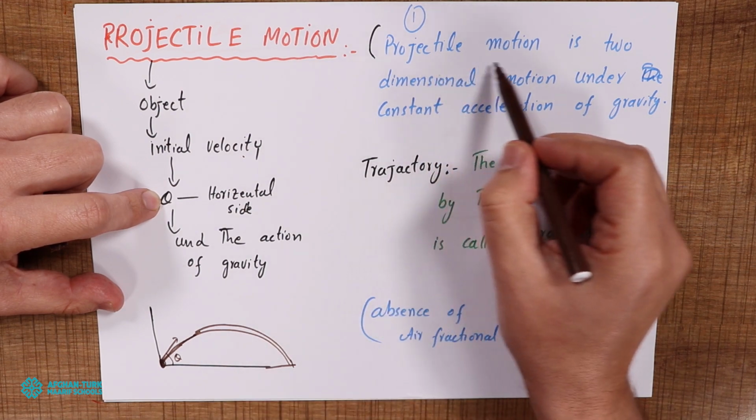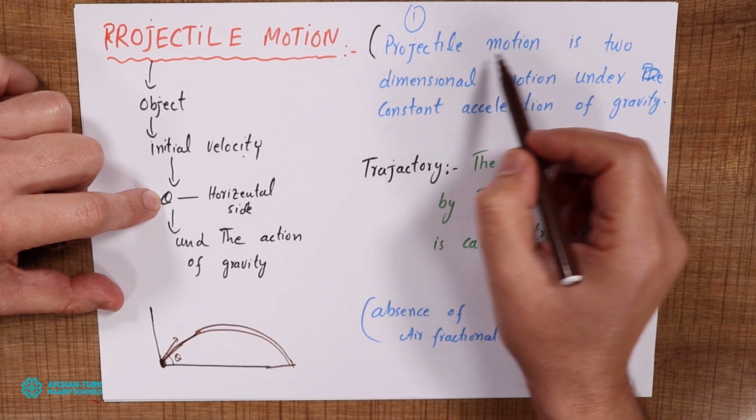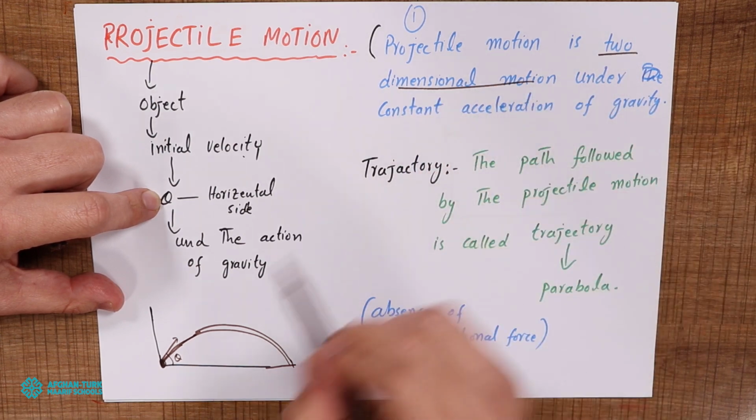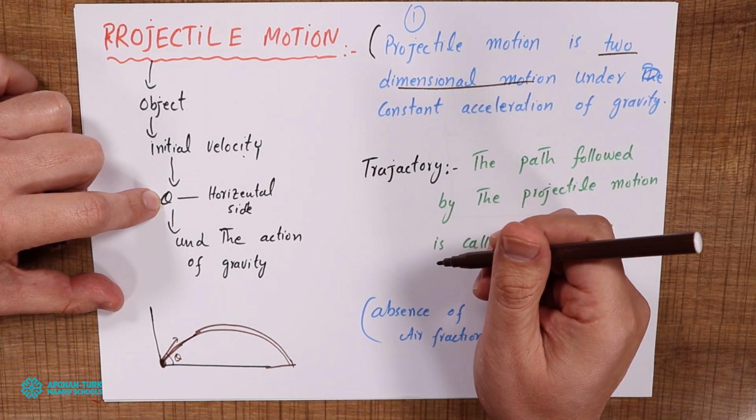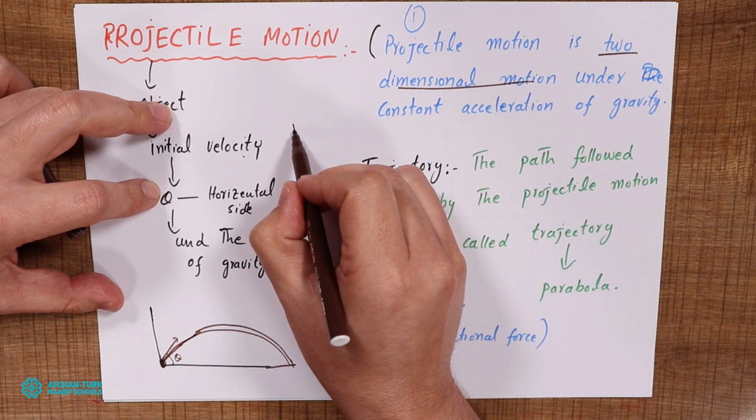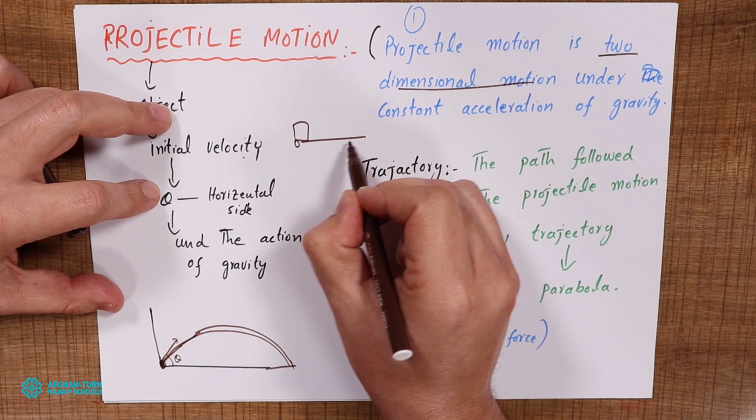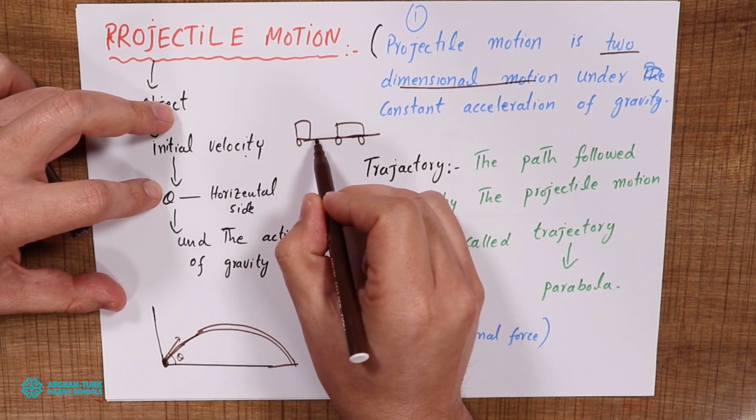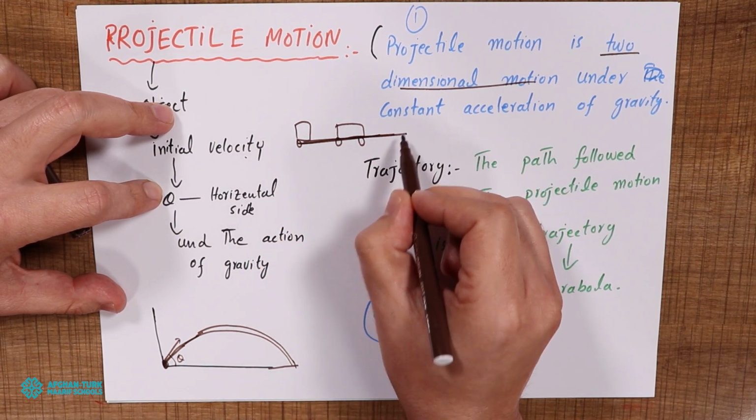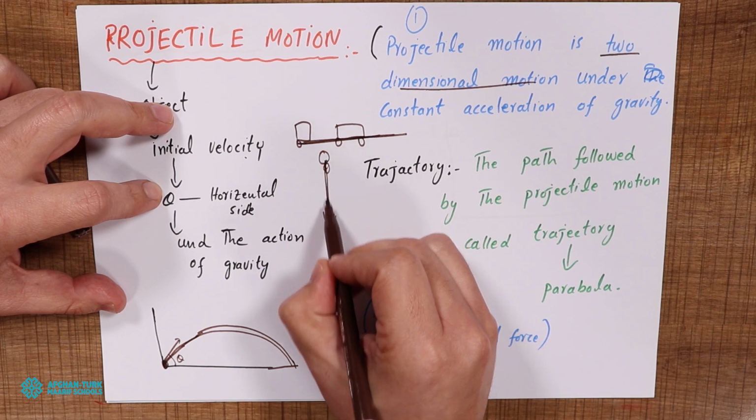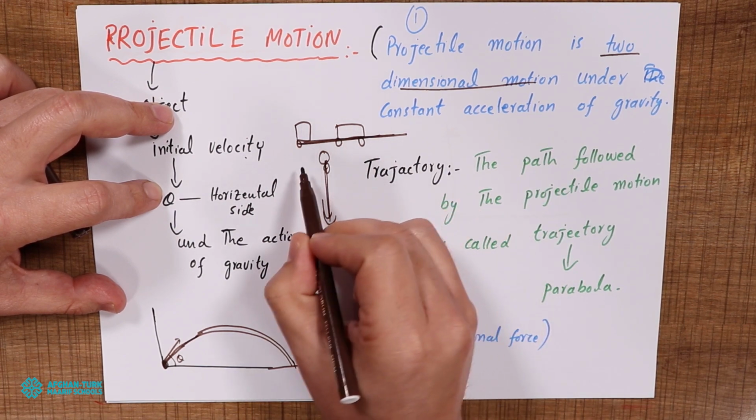So now let's see what it means. Projectile motion is two-dimensional motion. Now what is two dimension? Before this we already studied one-dimension motion. One-dimension motion means the object follows a straight path, either along the horizontal side or along the vertical side. So this is called one-dimension motion.